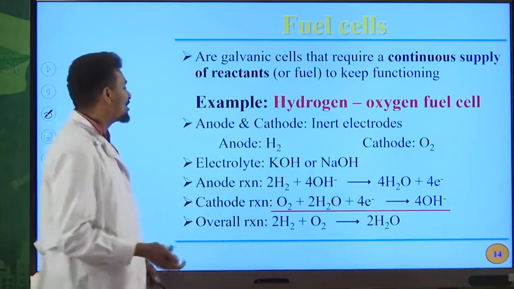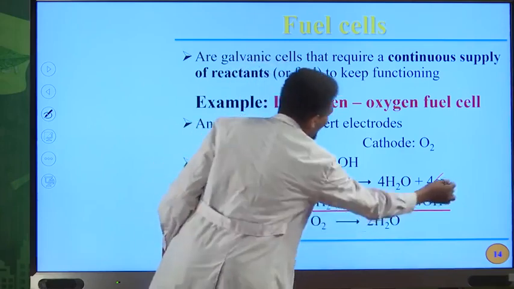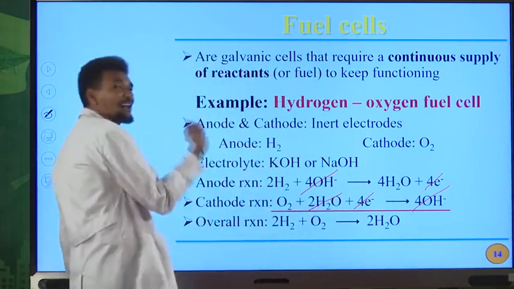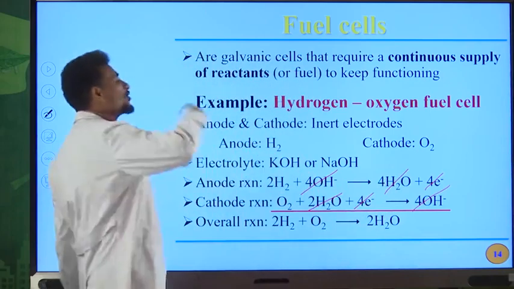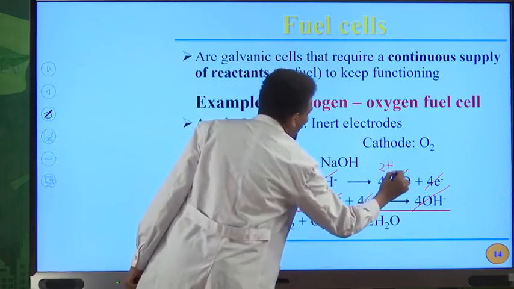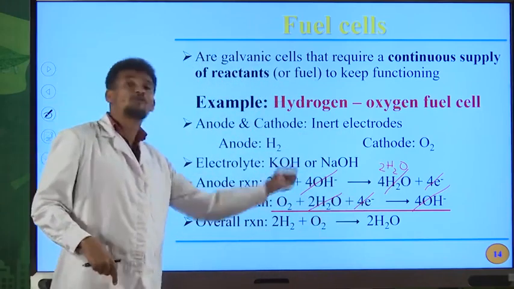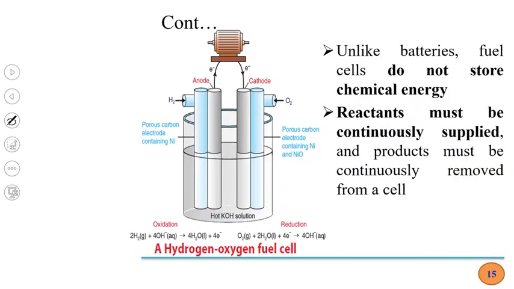In the overall reaction, these 4 electrons can be cancelled by 4 electrons. This 4OH minus can also be cancelled by 4OH minus. We have 2 water molecules on the left hand side of the arrow, and also 4 molecules of water on the right hand side of the arrow. So 4 minus 2, totally we have 2H2O on the product side. Therefore, the reaction between hydrogen and oxygen to form water is your overall reaction in the hydrogen-oxygen fuel cell. So remember these half reactions and also the cell reaction.